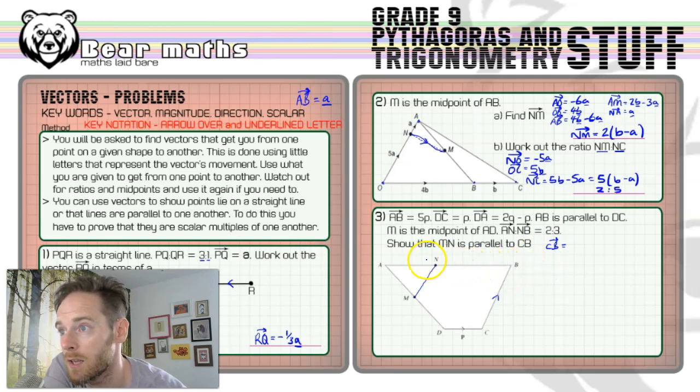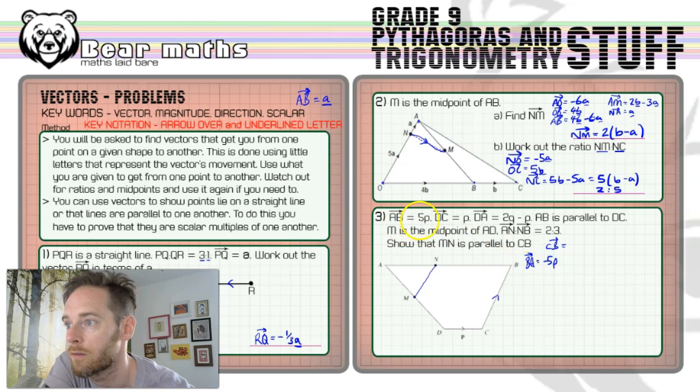We can go backwards here. All right, so we can go B to A. In fact, I'll write that down there. B to A equals minus 5p. We've gone backwards along the 5p.